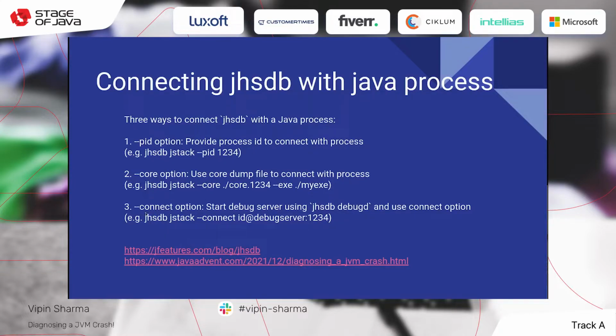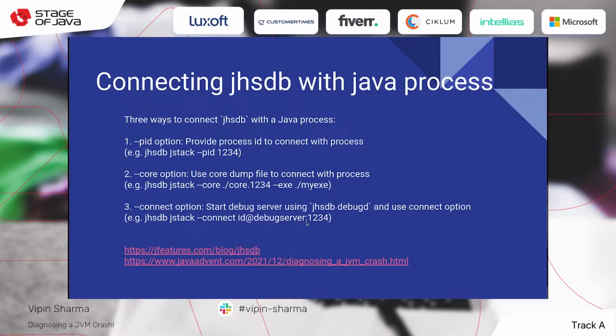And then we have the connect option. When we start the debug server using JHSDB debugd, we need to use the connect option. The connect option works like this: JHSDB jstack connect ID at the rate debug server.